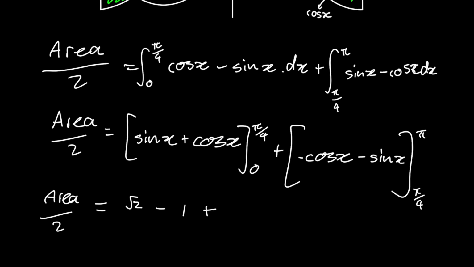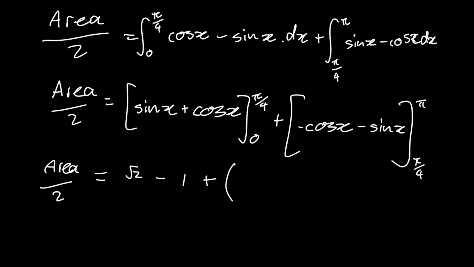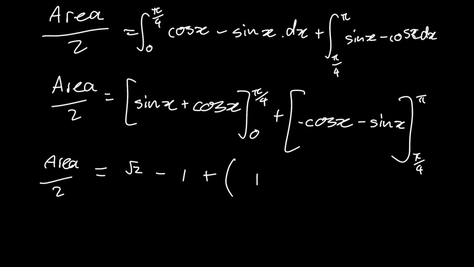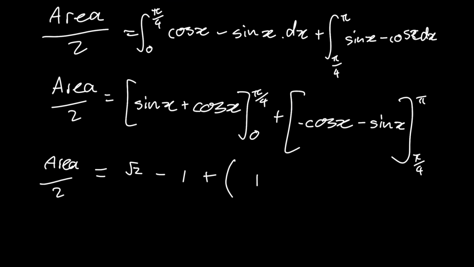So substituting in pi into negative cosine of x and negative sine of x, we get the following. So negative cosine of pi: we follow our cosine graph, and at pi, cosine of pi is equal to negative 1. So negative cosine of pi must equal positive 1, because negative 1 times a negative is positive. Okay. Then negative sine of pi is going to be equal to 0. So we can get rid of that, which will just leave us with 1.